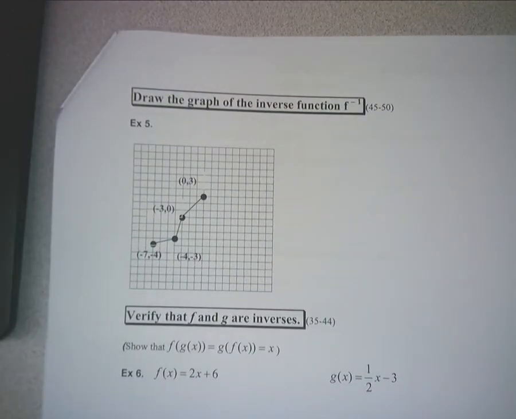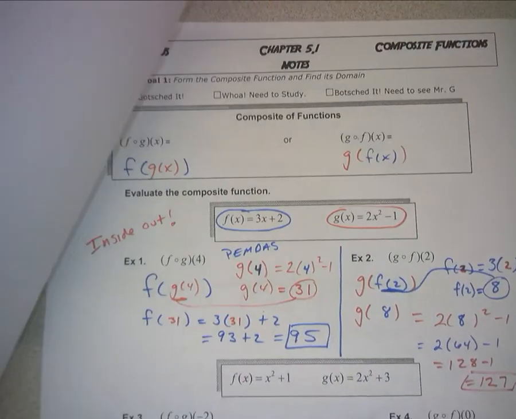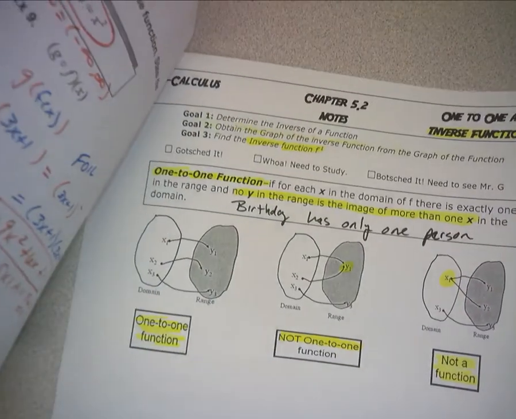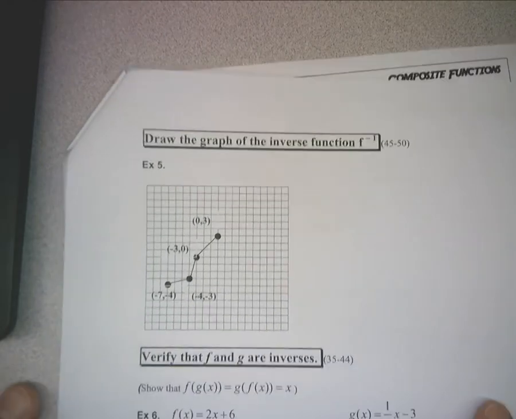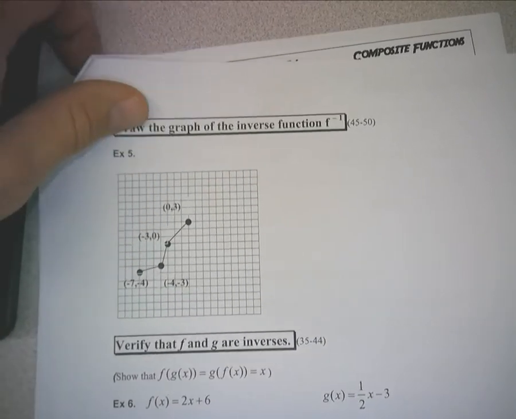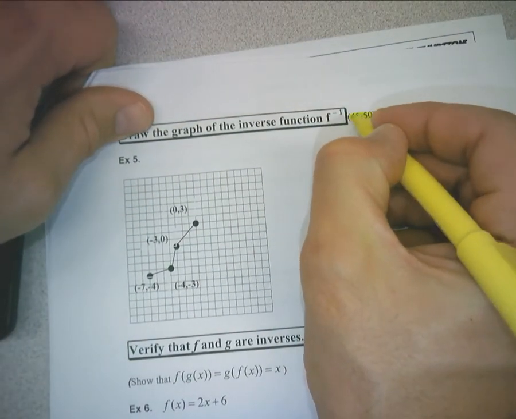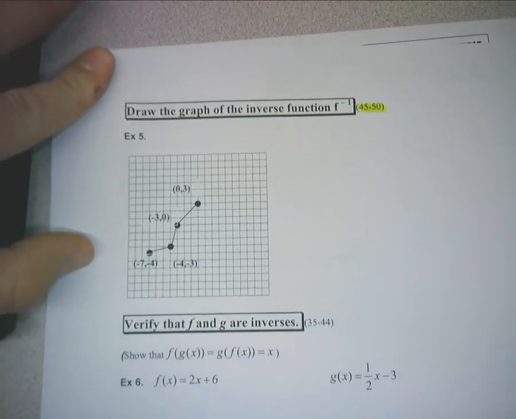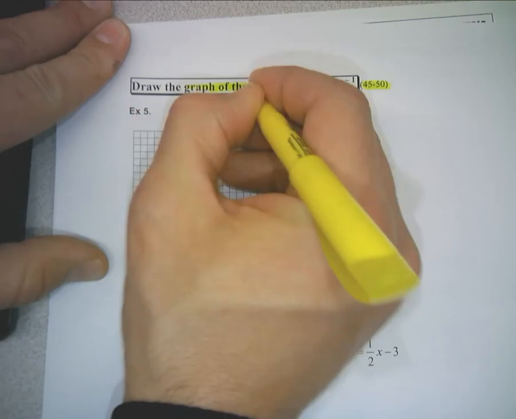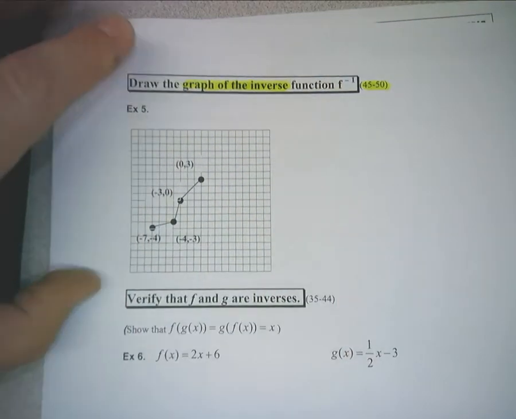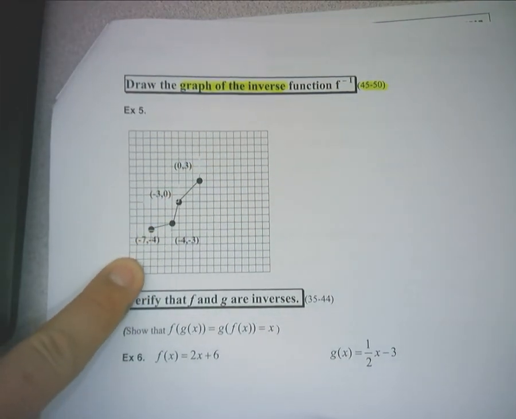All right. Goal number 2, obtain the graph of the inverse from the graph of a function. When you guys are doing questions 45 through 50, they're going to ask you to graph the inverse. Okay, we want to draw the graph of the inverse, and I'm given this function.